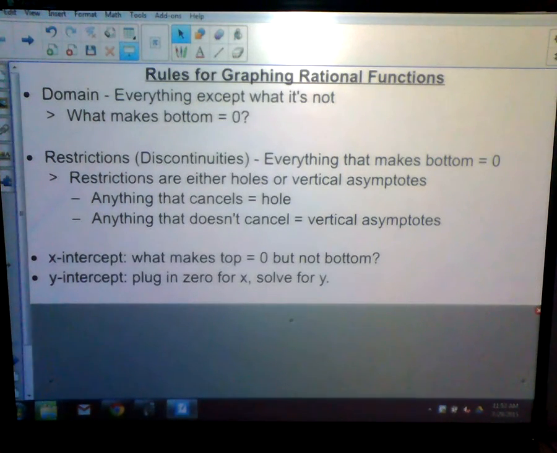X-intercept and Y-intercept. X-intercept is what makes the top zero but not the bottom. Y-intercept is what you get if you plug in 0 for x.